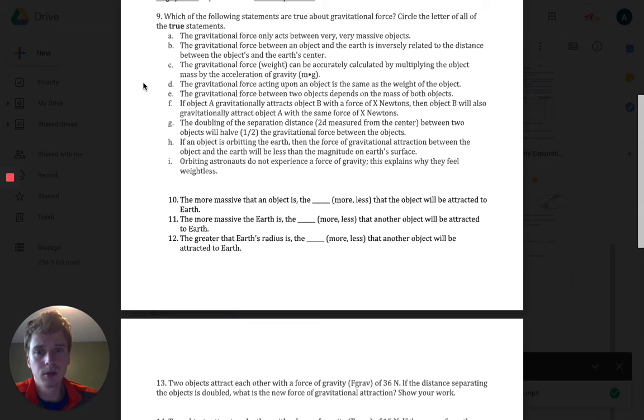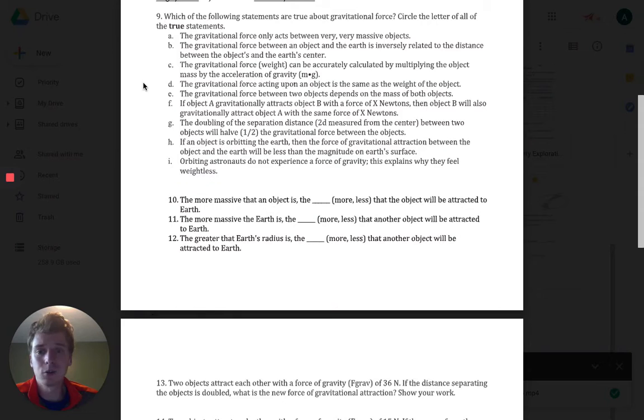G, the doubling of the separation distance, 2d, measured from the center, between two objects will have the gravitational force between the objects. That is false. It would go down by a fourth in that case. H, if an object is orbiting the Earth, then the force of gravitational attraction between the object and the Earth will be less than the magnitude on the Earth's surface. That is true, because the further you get, you're increasing the distance here, so you're decreasing that force of gravity.